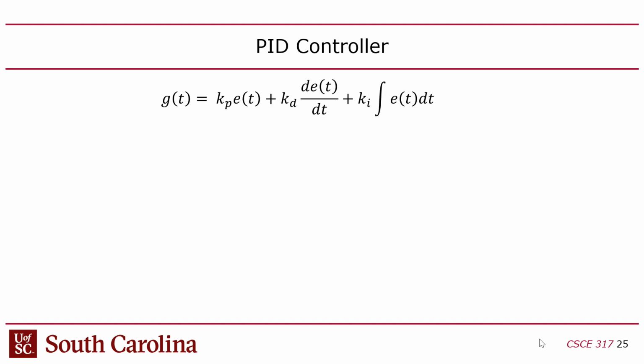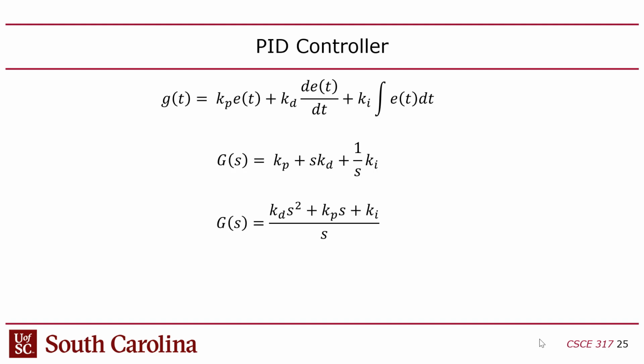If you have a PID controller, you can express it really easily in the time domain. It's just Kp times the error plus Kd times the derivative of the error plus Ki times the integral of the error. It's trivial then to convert this to the S domain because the derivative is just S and the integral is 1 over S, right? So you just make that replacement, and then you can convert this into a ratio of two polynomials.